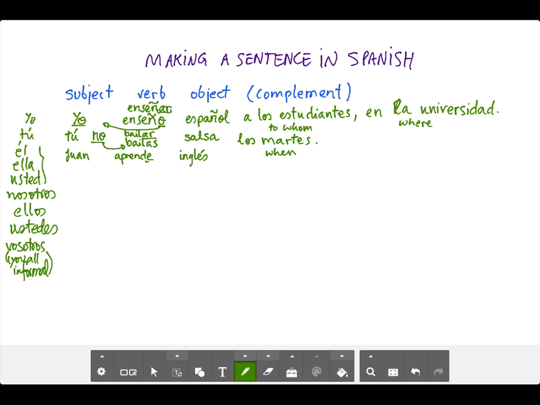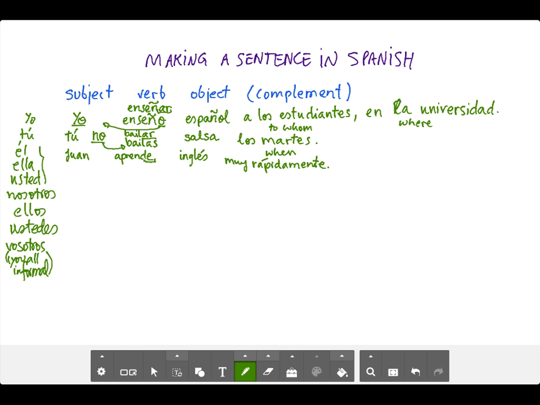So of course the aprende is from the verb aprender, to learn, but we have to change the ending, and of course after the subject goes the verb, then inglés, and then you can specify when, how, or how well. So muy rápidamente. So very quickly.